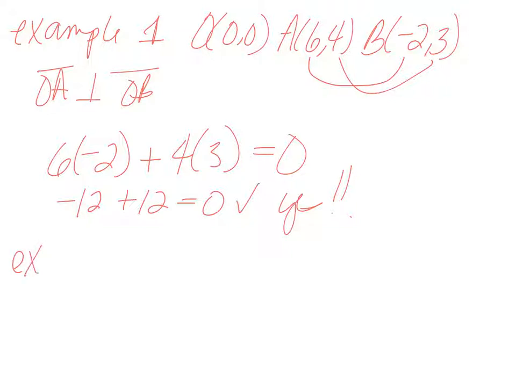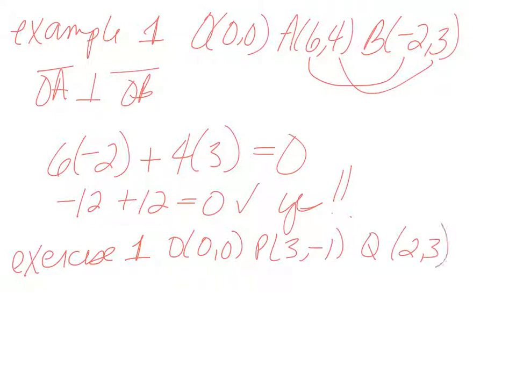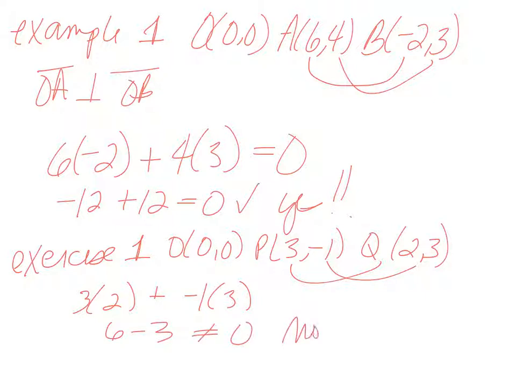Also in exercise 1, we had a triangle OPQ that wasn't right. Let's verify that. I had O at (0, 0), P at (3, -1), and Q at (2, 3). So we're going to do 3 times 2 plus -1 times 3. That gives me 6 minus 3, which is not equal to 0. So no. Is that not way easier than the distance formula? Yes, Miss Carly, yes it is.